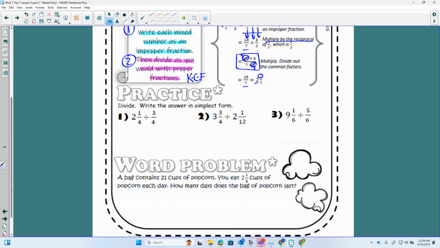So we've got 3 problems for you plus a word problem. You guys have about 8 minutes trying to solve all 4 of them. Your steps are right there. Okay? Any questions? Good. 8 minutes. Go.